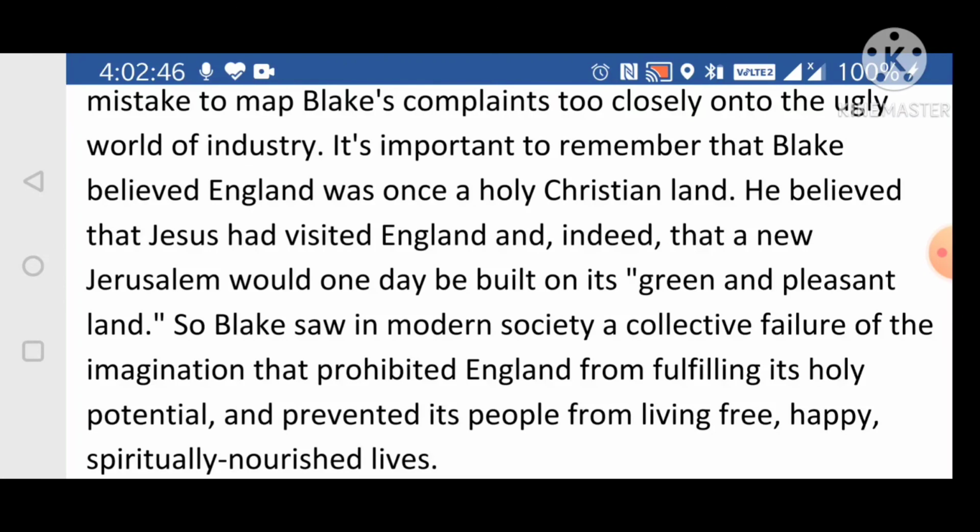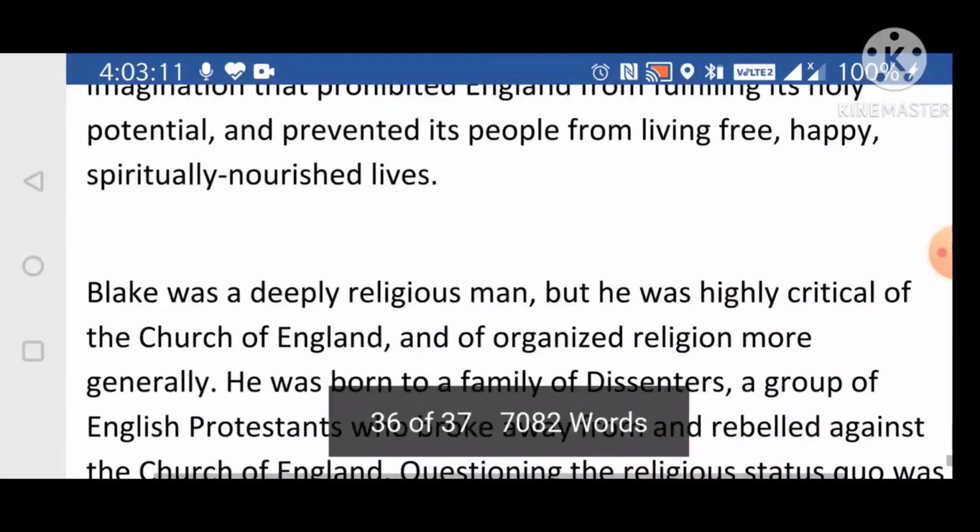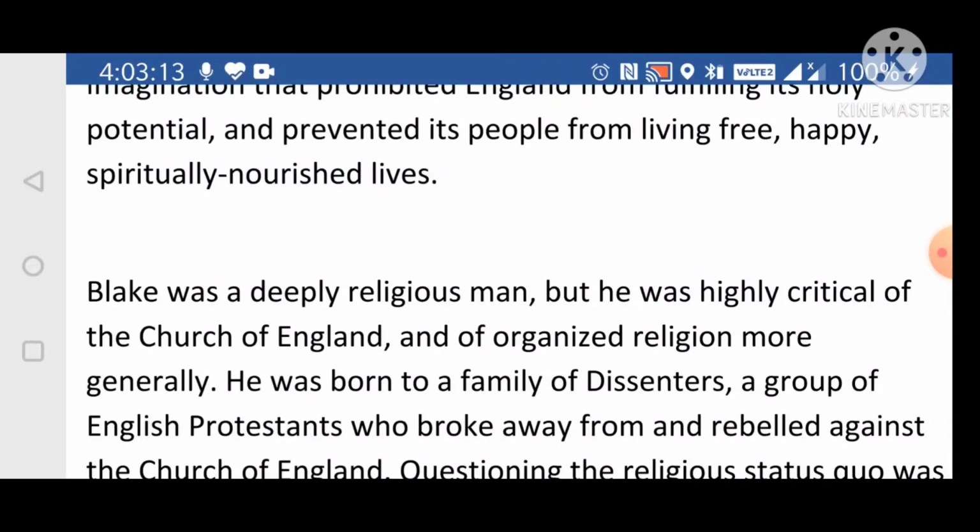He believed that Jesus had visited England, and indeed that a new Jerusalem would one day be built on its green and pleasant land. So Blake saw in modern society a collective failure of the imagination that prohibited England from fulfilling its holy potential and prevented its people from living free, happy, spiritually nourished lives.